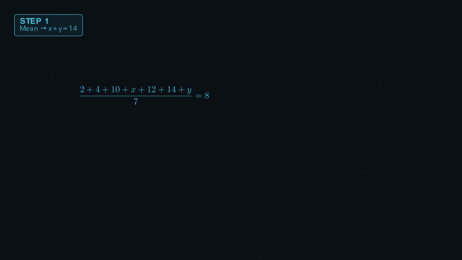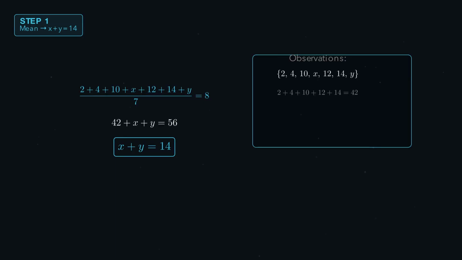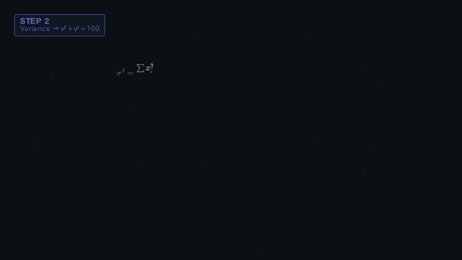Setting up the mean equation, the 6 known values sum to 42. So, x plus y must equal 14. For variance, we need the sum of all squares. The known squares add to 460. Plugging into the variance formula gives us x squared plus y squared equals 100. 2 clean equations, 2 unknowns.